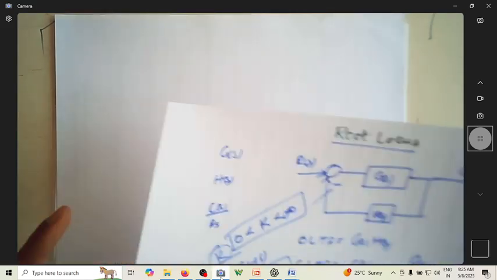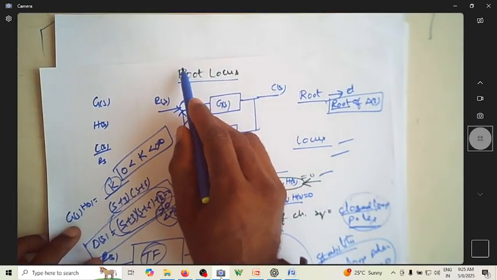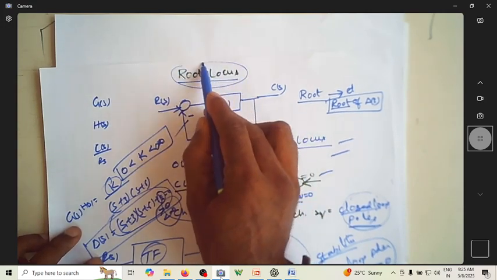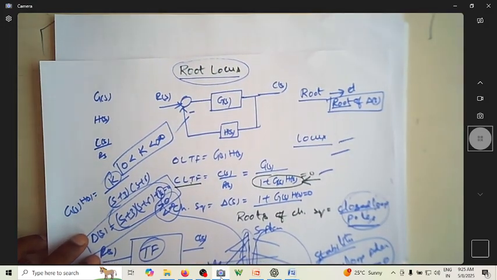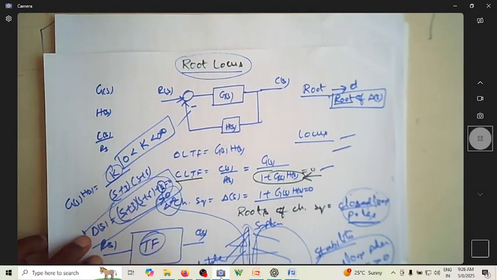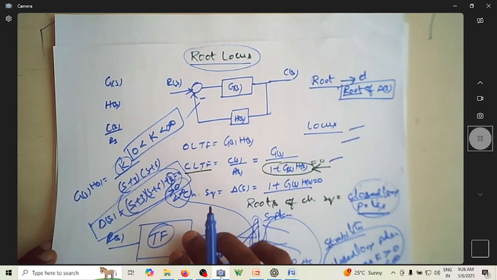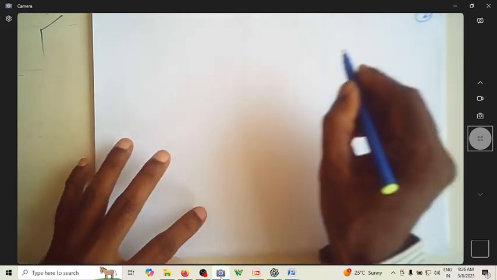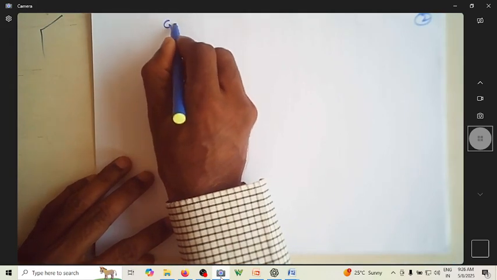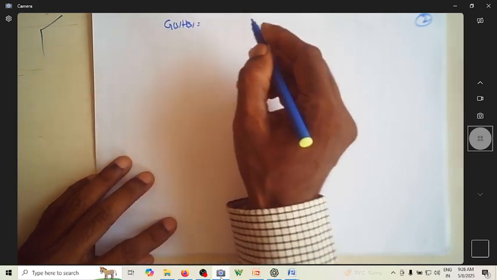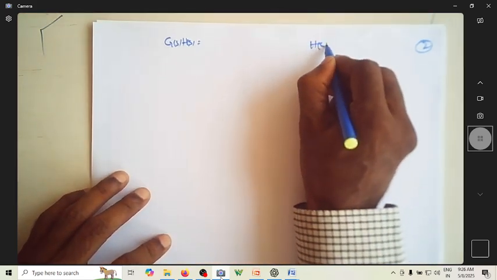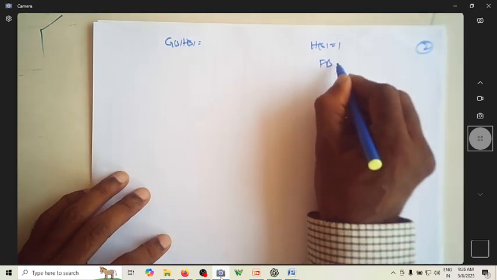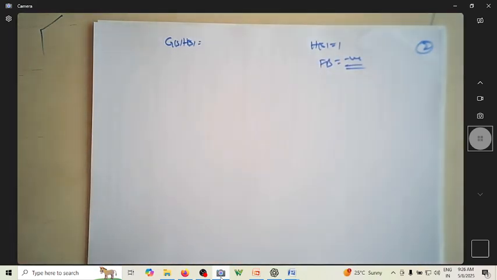So we are supposed to plot the root locus for a given transfer function for various values of K. What is required to plot the root locus? The requirement is that I should know G(s) H(s). Let us consider a unity feedback system, and the feedback is negative feedback.